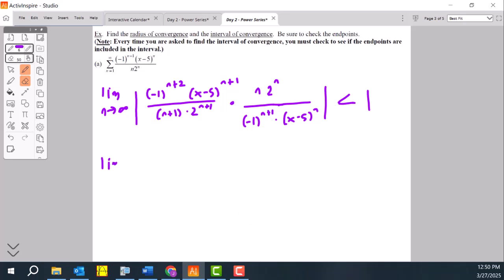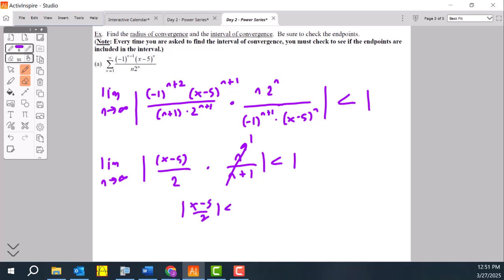Now there's a lot of simplification that can be done here. First things first, these -1s can come out because the absolute value bars make us get rid of them. Then we have (x minus 5) to the n plus 1 over (x minus 5) to the n. That's going to give us x minus 5. We have 2 to the n over 2 to the n plus 1. That's just going to give us 2. Then times n over n plus 1. Now as n goes to infinity, n over n plus 1 goes to 1. So we end up with the absolute value of (x minus 5) over 2 is less than 1.